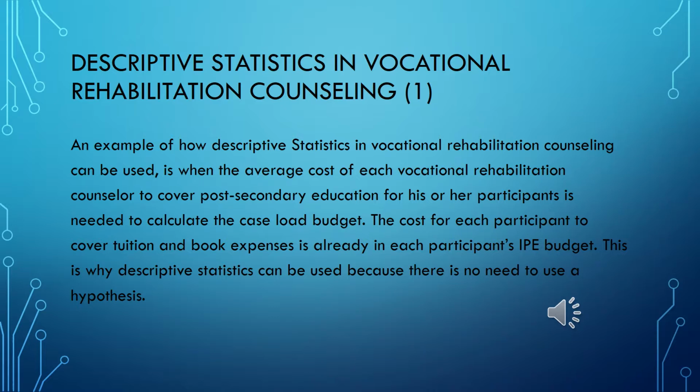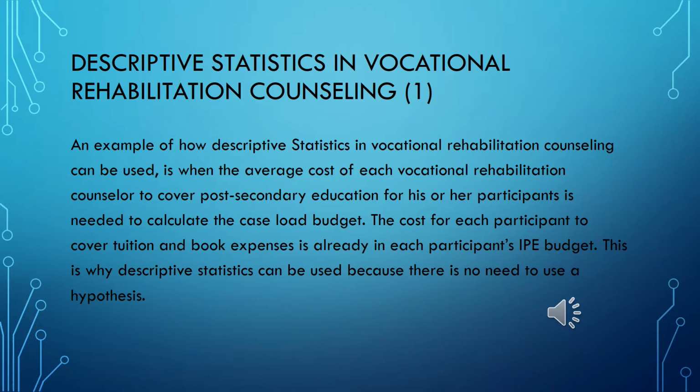Descriptive statistics in vocational rehabilitation counseling. An example of how descriptive statistics in vocational rehabilitation counseling can be used is when the average cost of each vocational rehabilitation counselor to cover post-secondary education for his or her participants is needed to calculate the caseload budget. The cost for each participant to cover tuition and book expenses is already in each participant's IPE budget.